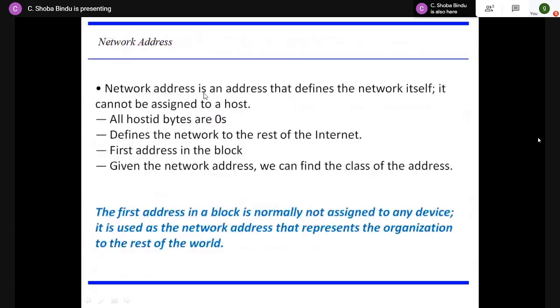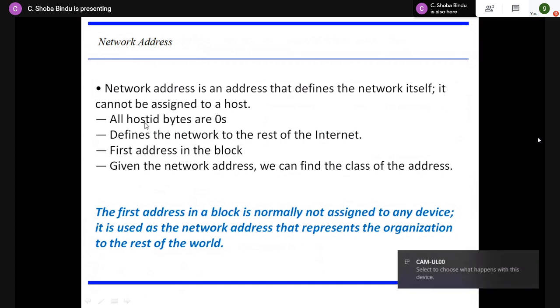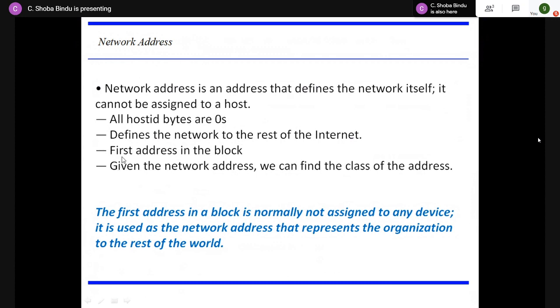So a network address is an address that defines the network itself. It cannot be assigned to a host; here all the host ID bytes are 0 when you go for this network address. So it defines the network to the rest of the internet. That is what we specify: the first address in the block identifies the network address.